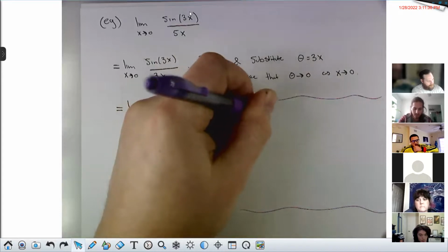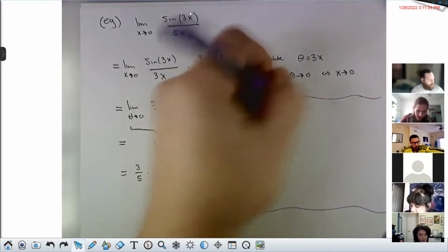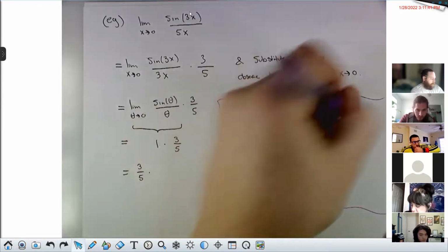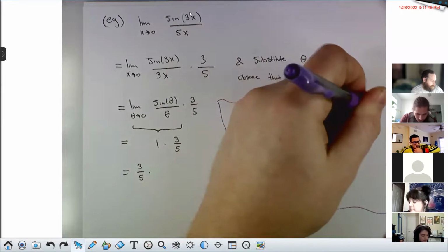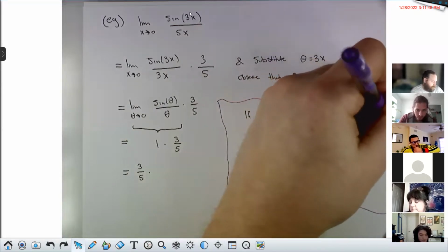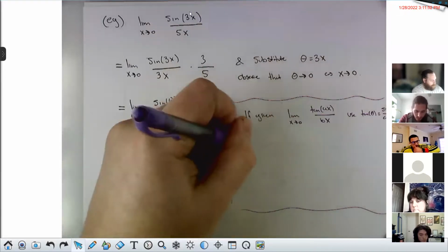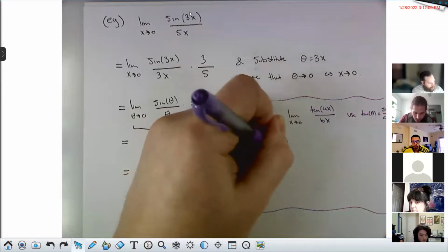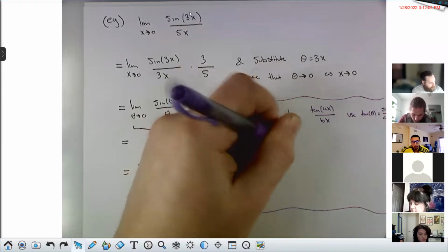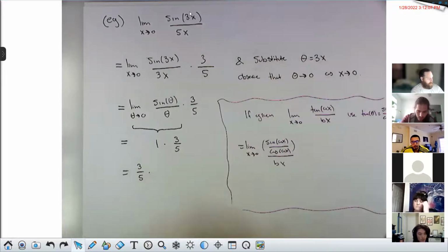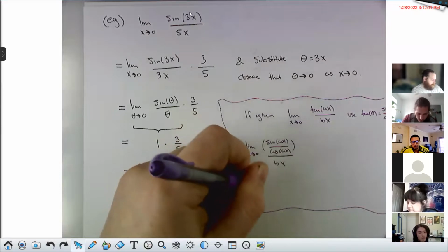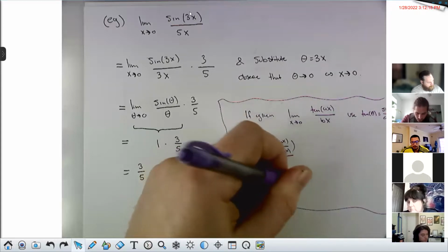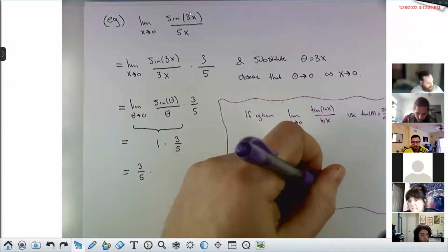If given lim x to 0, tangent of ax over bx, use tan theta equals sine theta over cos theta. So I can rewrite that as lim x to 0 sine ax over cos ax, all divided by bx. And then a little bit of algebra later, you should arrive at something like sine ax over bx times 1 over cosine of ax.